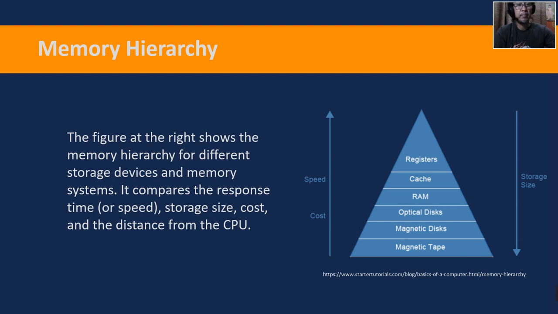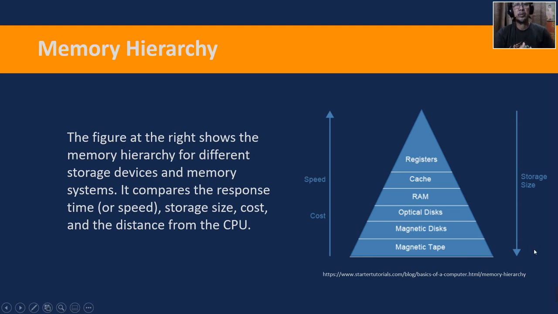At the same time, you are also the smallest in terms of size. So the lower you go, the bigger you are in size, the slower you are in speed, and the less expensive you are in terms of kilobytes or gigabytes per peso or per dollar. So this is your memory hierarchy.